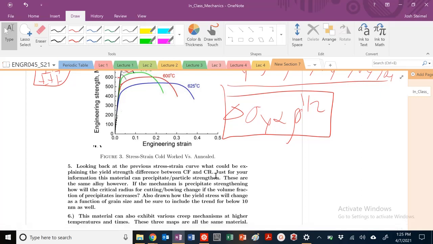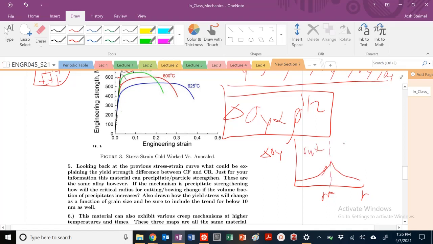One of the things we can consider is when we look at our yield stress for precipitate particle strengthening, we have this R critical. Remember, the curve looks like this. On this side, we cut. On this side, we bow. So here, maybe the cold forged is right here, but the cold rolled is either here or here. So that could be one potential solution to this problem.